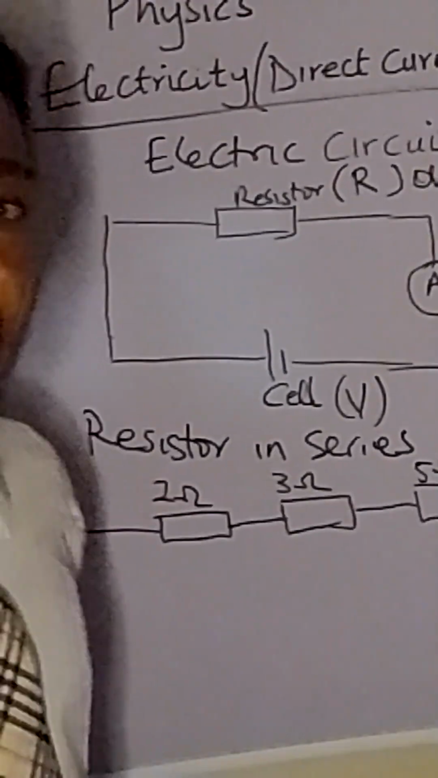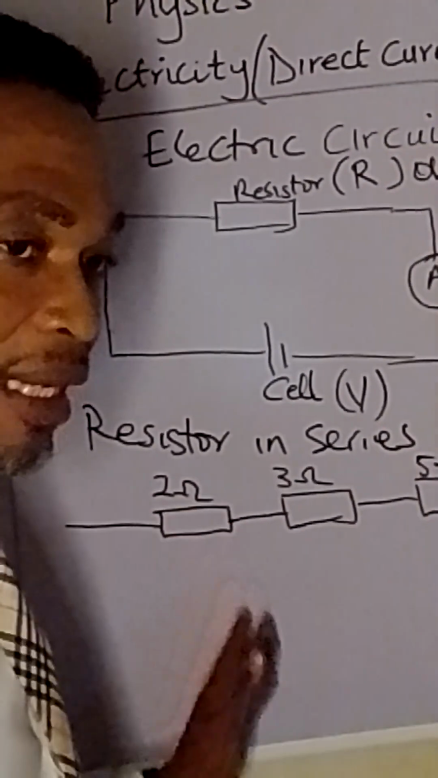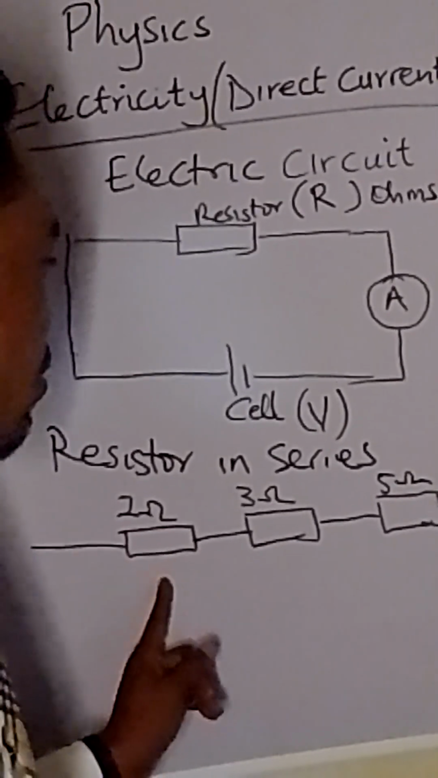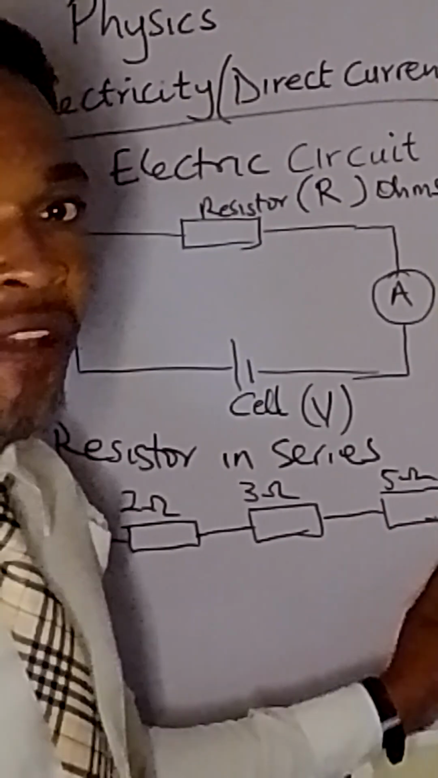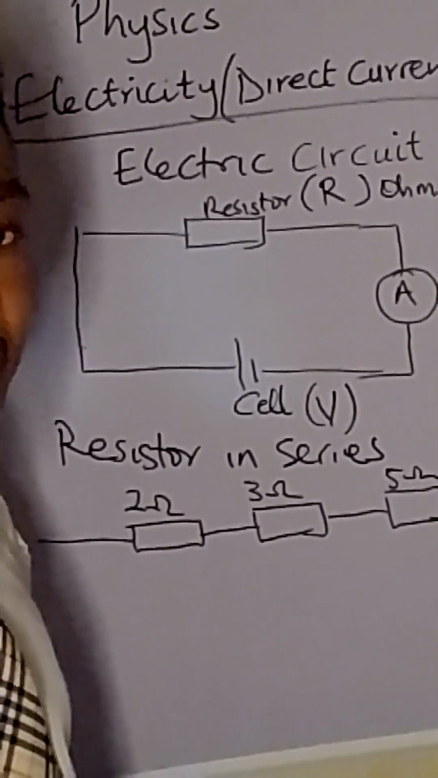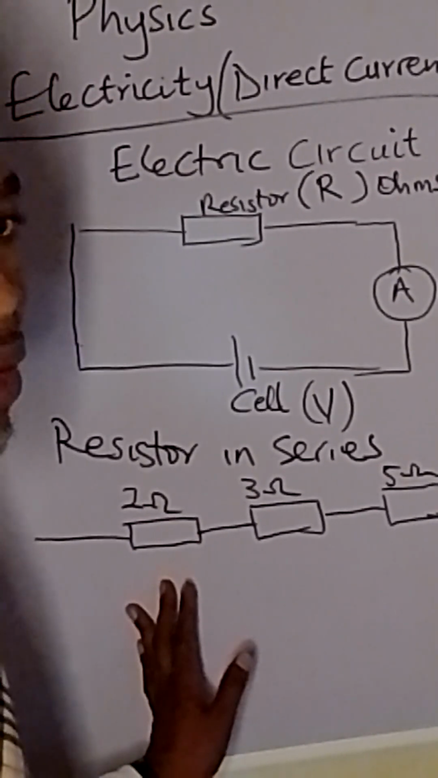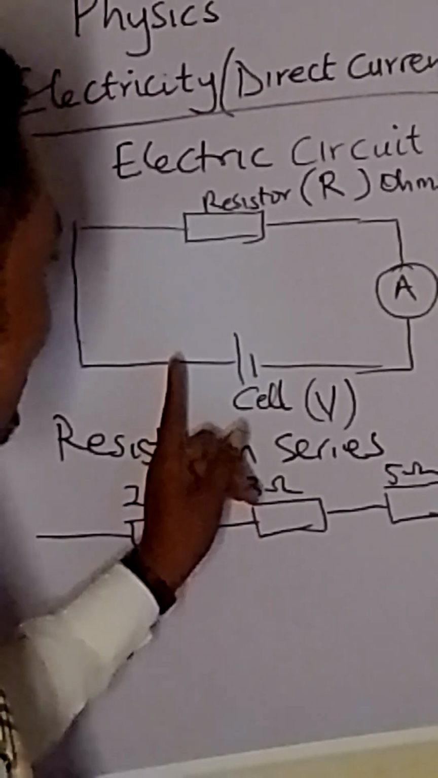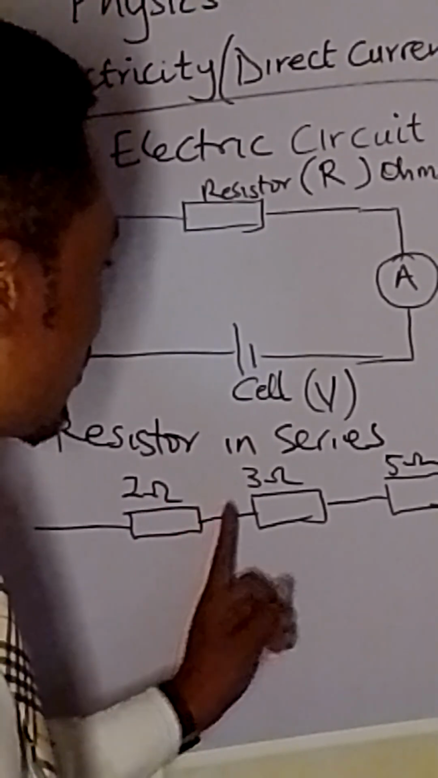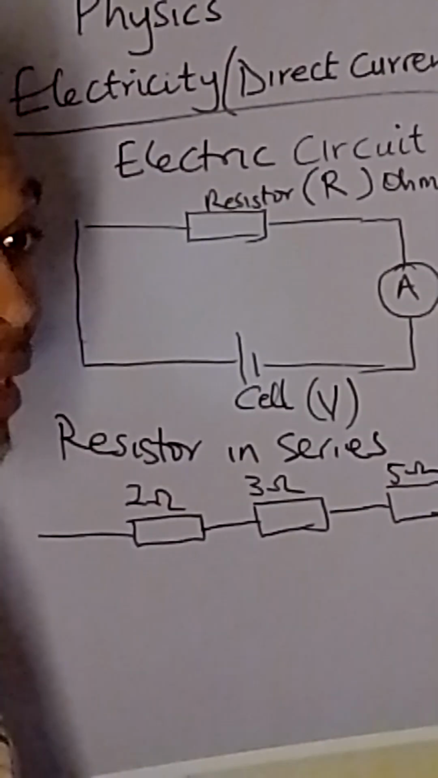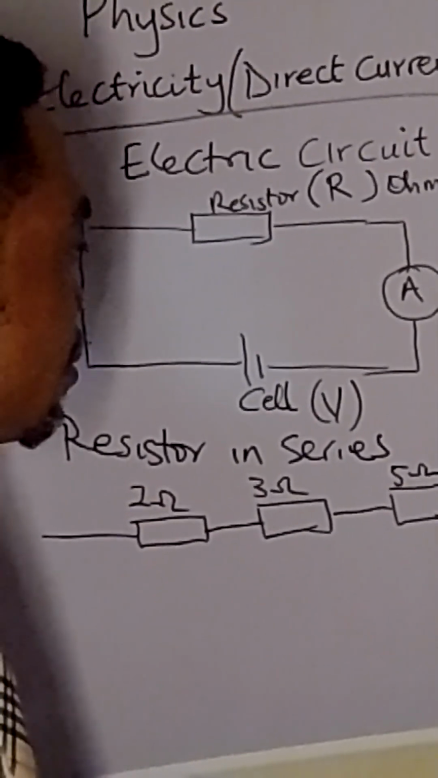These are 3 resistors that are connected in series. 2 ohm resistor, 3 ohm resistor, and 5 ohm resistor connected in series. So this type of connection is series connection. Like I said, that resistors of different magnitude can be connected in a circuit in series.